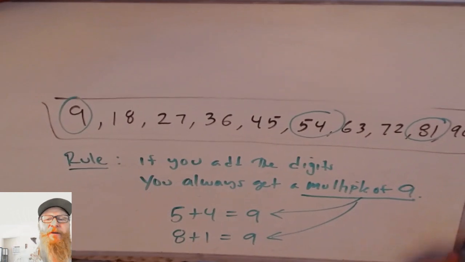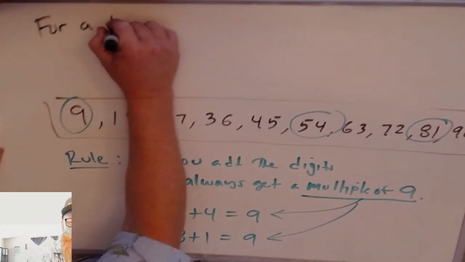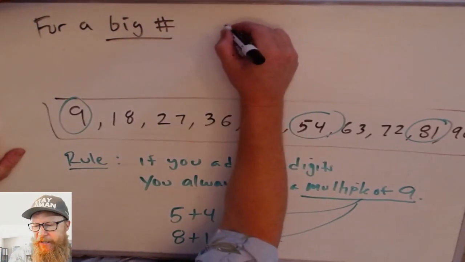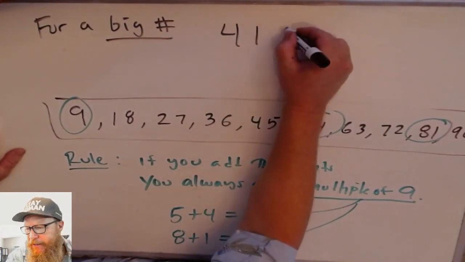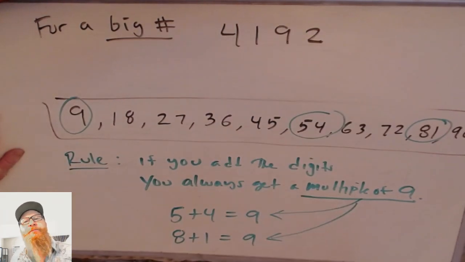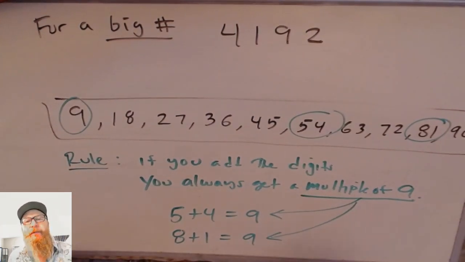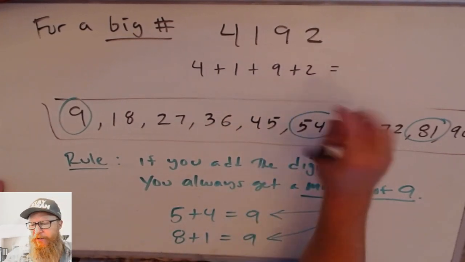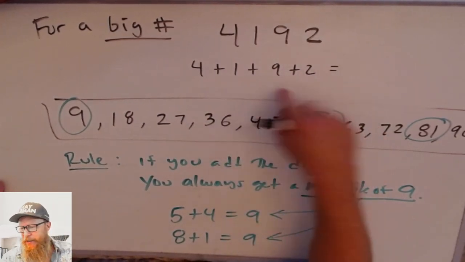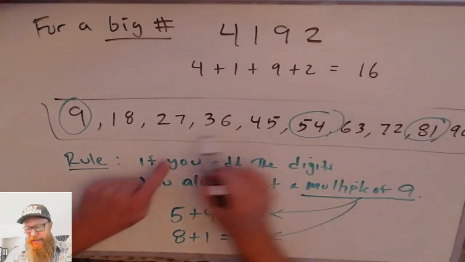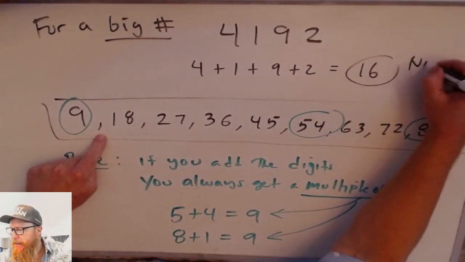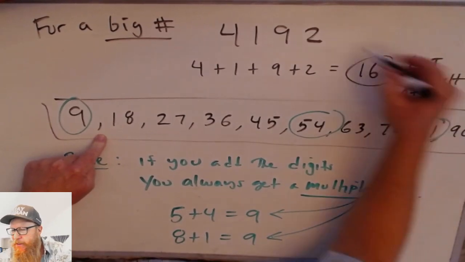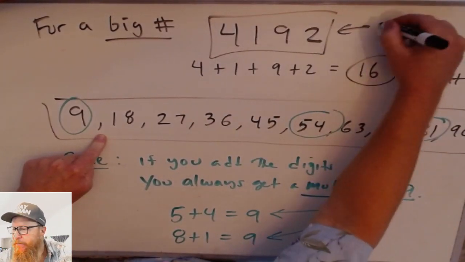For a large number, for a big number, say 4,192. All right, add up all the digits. 4 plus 1 plus 9 plus 2. You're going to get 16. 16 is not a multiple of 9. So neither is this.